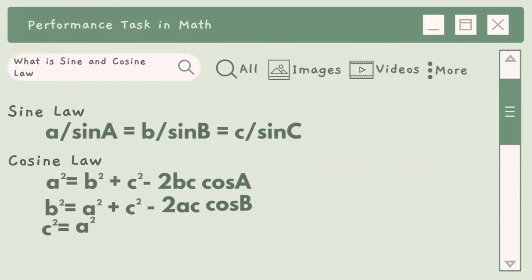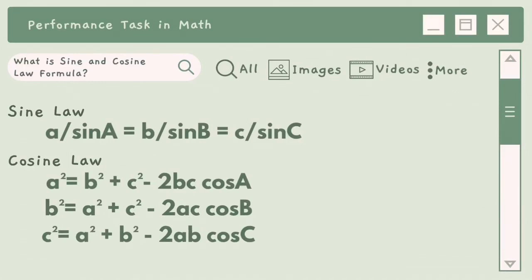For the law of sines, A over sine A is equal to B over sine B is equal to C over sine C. On the other hand, on cosine law, there are multiple, because it depends on the angle or side you're looking for. For example, A squared is equal to B squared plus C squared minus 2 times B times C times cosine of A.